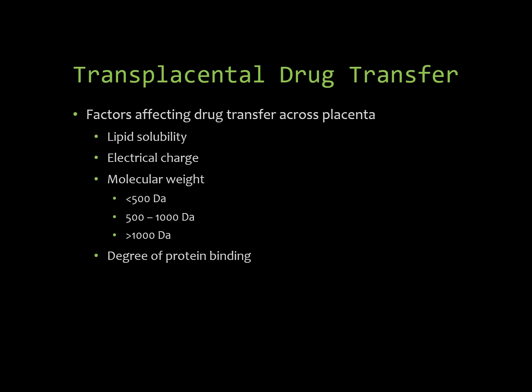Then degree of protein binding. If some drugs are bound to protein more, then there will be very little free drug. Only free drugs can cross the uteroplacental barrier. And fetal pH. If you remember the physiology, fetal pH is a little acidic compared to the maternal plasma pH. So basic drugs can easily cross the uteroplacental barrier compared to neutral and acidic drugs.